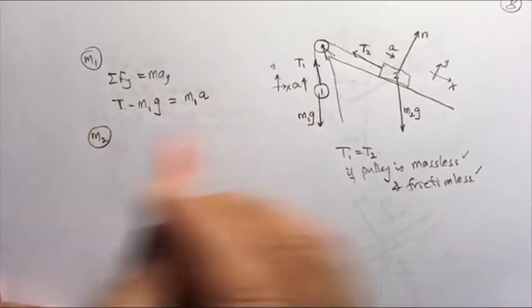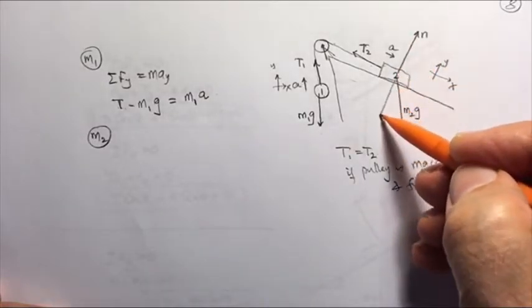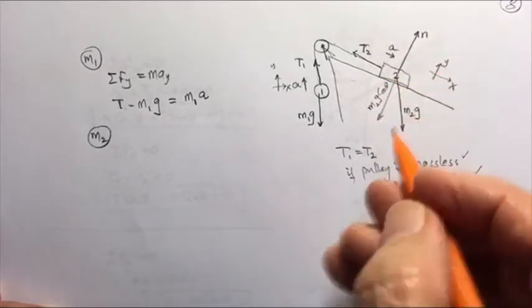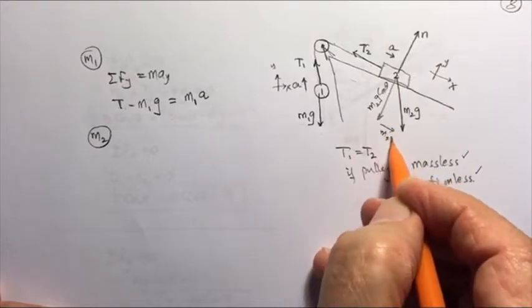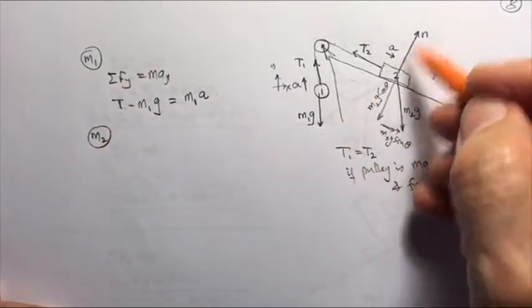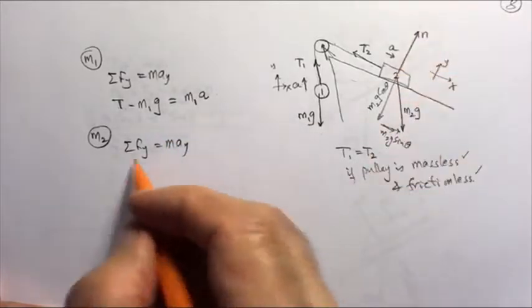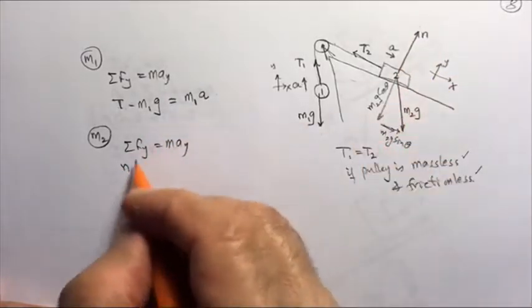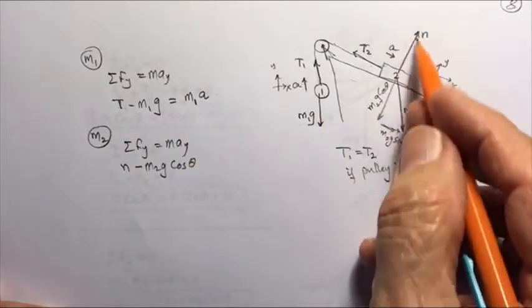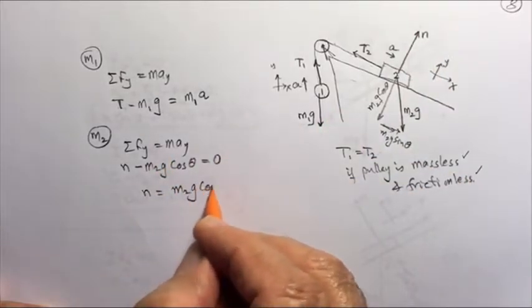Now we consider M2. For that, let's write the equation in the y direction. We'll need to break this up first. So this will be M2g cos theta and M2g sin theta. So in the y direction, we have the normal and M2g cos theta, and there is no acceleration in the y direction, equals 0, and therefore the normal force is equal to M2g cos theta.